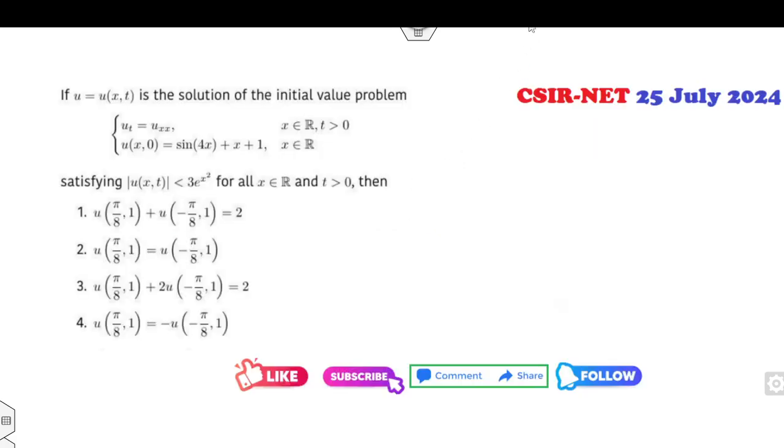Now, look at this another question. What is given to you? Ut is uxx. Remember that? Yes, it's a heat equation. And what is a heat equation and what is the solution of that?